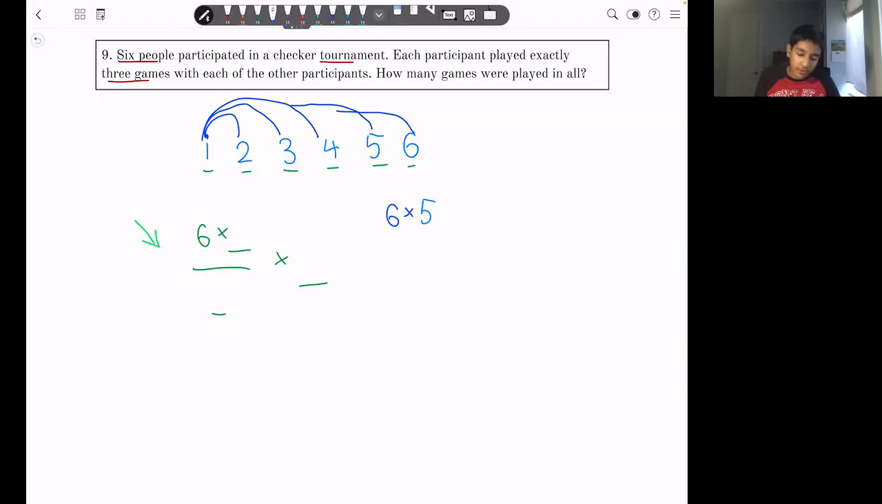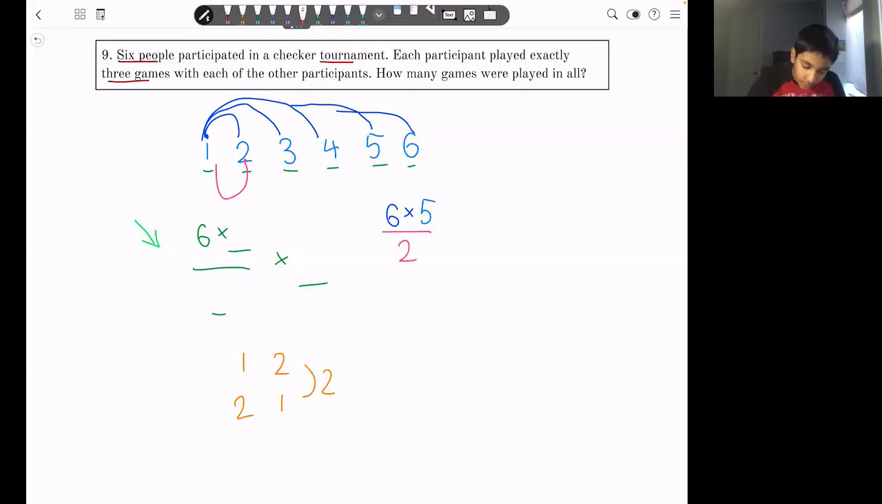But if you remember from the handshake problem, the first problem, when 1 plays a game with 2, it's the same as when 2 plays a game with 1. And we're counting these twice. If you want more reference, we discussed this in the very first problem, so feel free to refer to that later. We discussed how playing 1 with 2, and then when we count 2 with 1, it's the same thing. So we're counting each game actually twice. So we divide by 2.